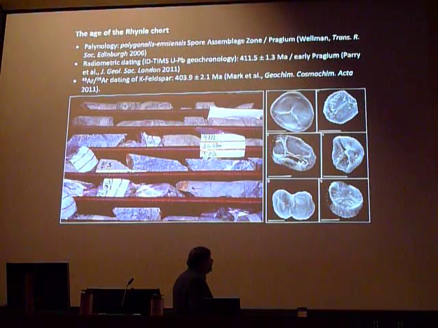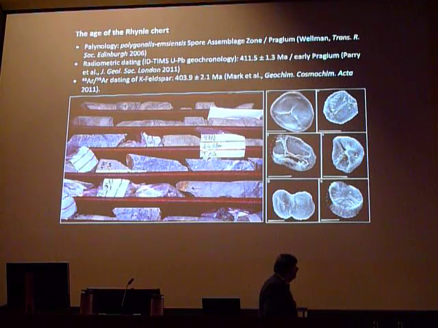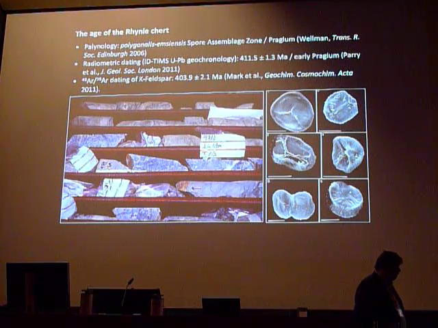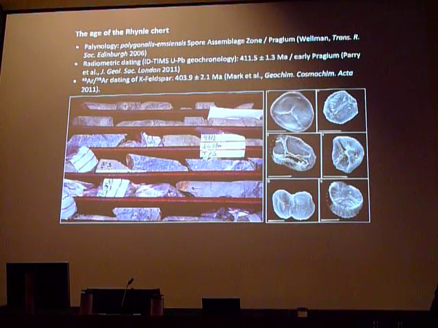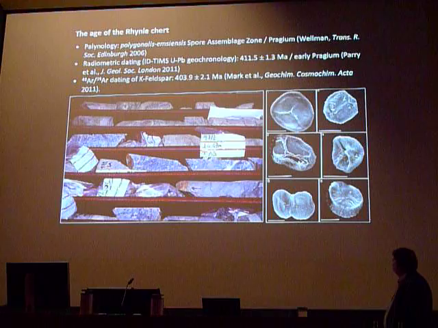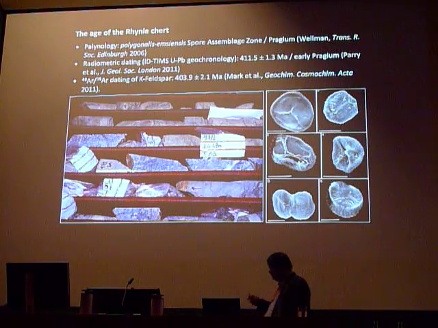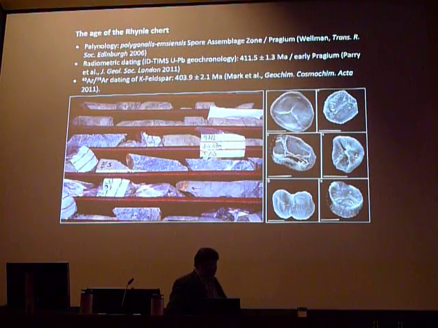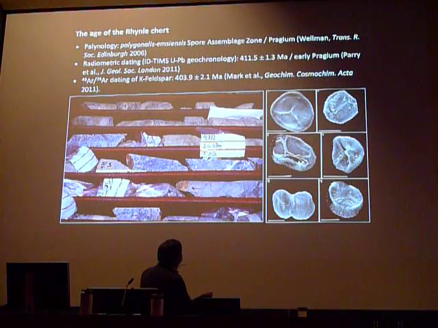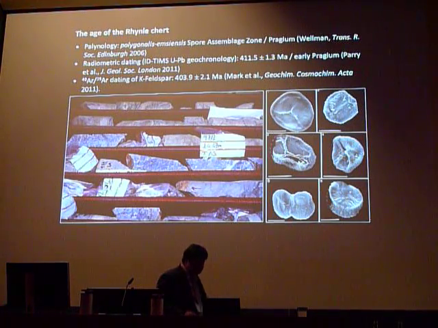The age of the Rhynie Chert is about 411 million years old. There are two radiometric datings, recent ones. One is by Parry that comes to 411. There's one that gives a slightly younger age, 403, but that's a little bit debatable. At least the older one fits much better with the terminology that has been done by Charlie Wellman.